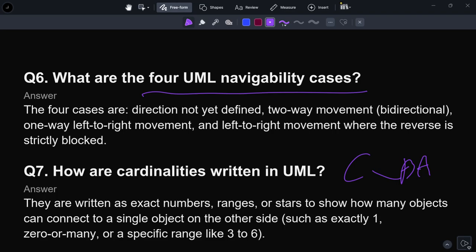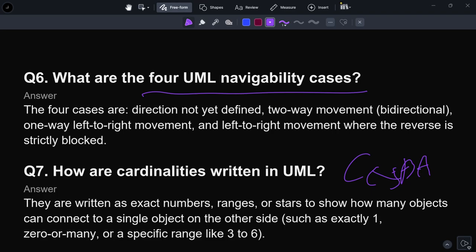Bidirectional, two-way. Plain line or arrows on both ends, so like this. The customer object has a list of their cards, and the card object knows exactly who its owner is. Both objects know about each other. You can navigate the code both ways. And this way we understand that the customer object has a list of their cards, and the card object knows exactly who its owner is.